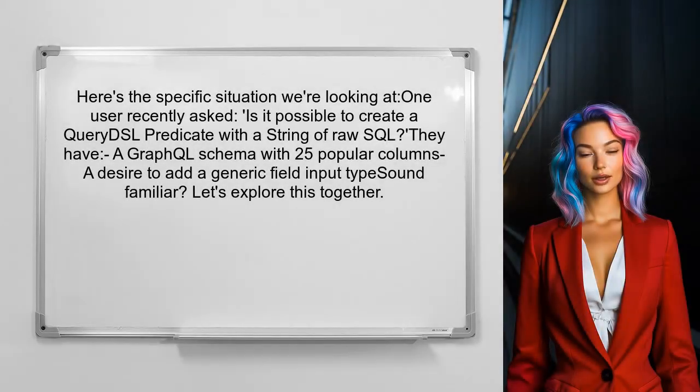Here's the specific situation we're looking at. One user recently asked, is it possible to create a QueryDSL predicate with a string of raw SQL? They explained that they have a GraphQL schema with 25 popular columns and want to add a generic field input type. Sound familiar? Let's explore this together.